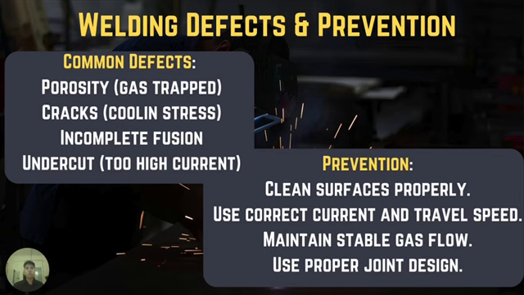Okay, we go to welding defects and prevention. No matter how skilled the welder is, defects can still occur. Common defects include porosity, cracks, incomplete fusion, and undercut. To prevent this, we must ensure a clean surface before welding, use the correct current and travel speed, and maintain proper gas flow. Good joint design and correct technique are also important for a strong, defect-free weld.